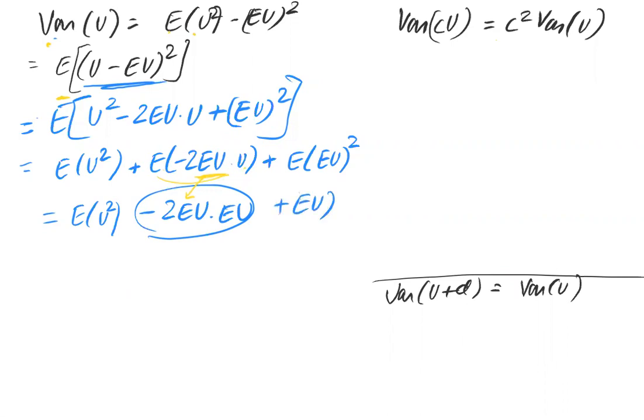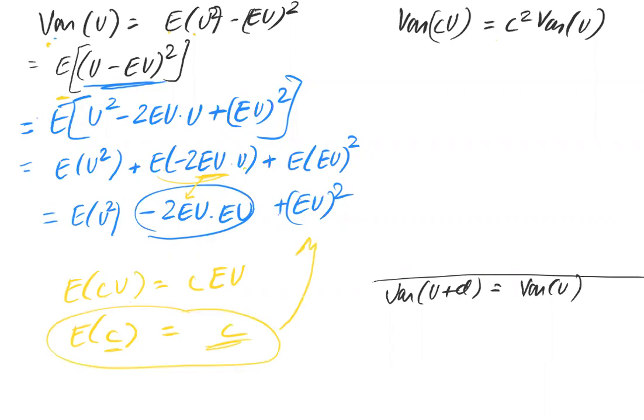This plus E[U] the whole square. I'll write down the two things I did here: E[cU] is equal to cE[U], and E[c] is equal to c. So the expected value of a constant scalar is the scalar itself. And if I multiply a scalar with the random variable, then the expected value of cU will be c times the expected value of U. Okay, so this goes right here, and this was used here.